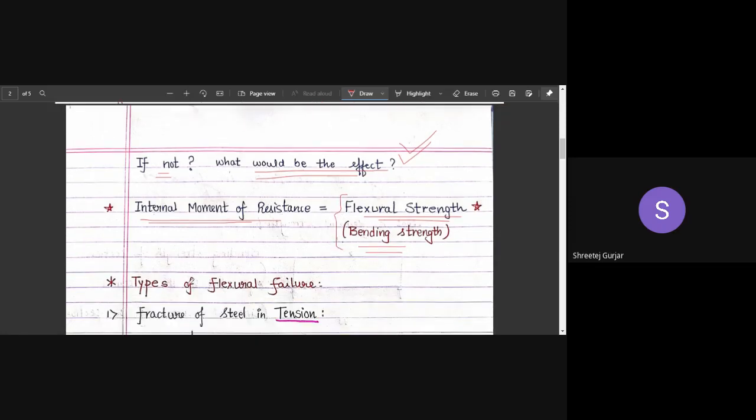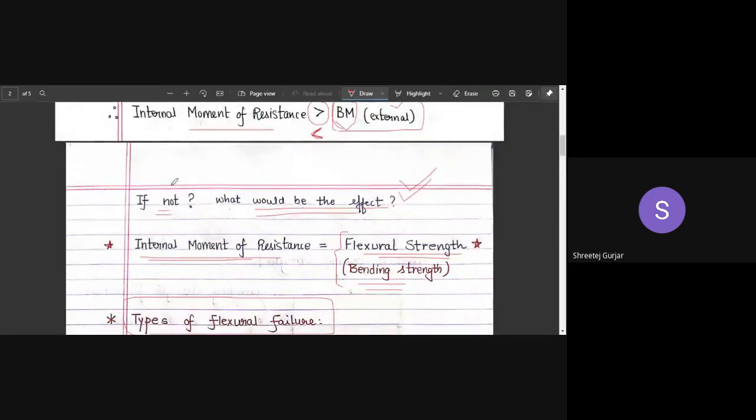Now, types of flexural failure. Have you learned the types of failures previously? Can you try to name a few types of failures? Types of flexural failure, or any failure you can name. Then we'll move on to flexural failure. What causes a beam to fail? What will cause a beam to fail?